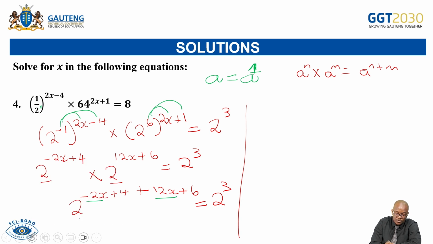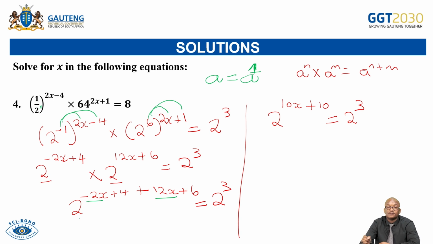So now, what do we do now? We're going to have 2. If you say minus 2 plus 12x, we are going to have 10x. And then 6 plus 4 is going to be 10. It's equal to 2 to the exponent of 3.